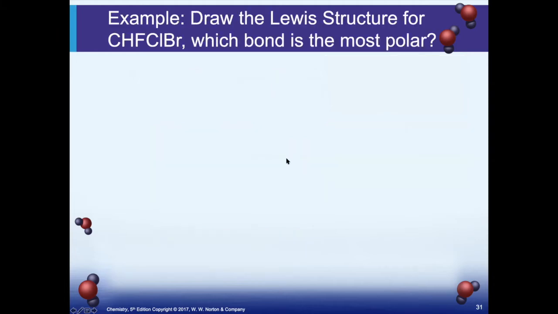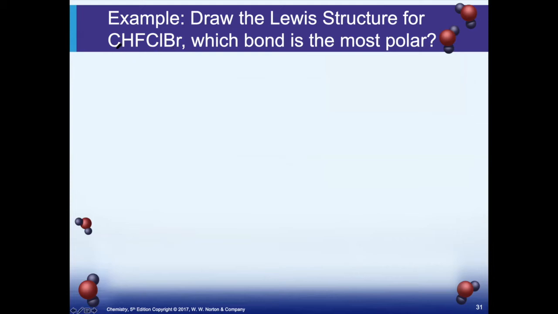Okay, so let me do an example here. We're told to draw the Lewis structure for carbon, hydrogen, fluorine, chlorine, and bromine, and then decide which bond is the most polar. Remember the rules for doing Lewis structures. I have one of each of these elements: one carbon, one hydrogen, one fluorine, one chlorine, one bromine.